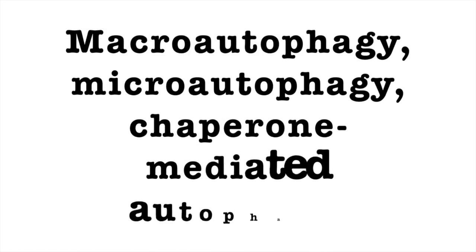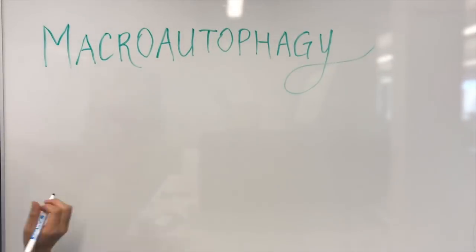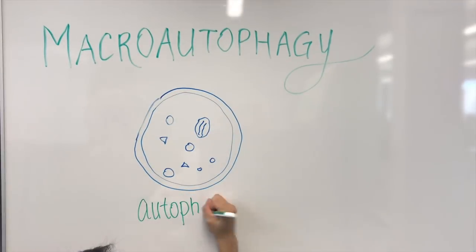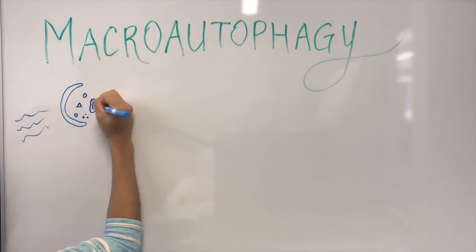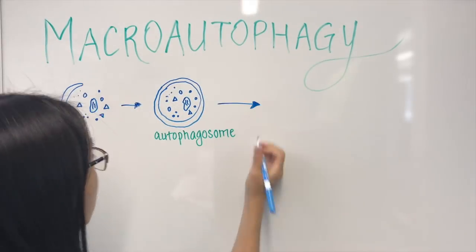The three main forms of autophagy are macro, micro, and chaperone-mediated autophagy. The most common form of autophagy is macroautophagy, which is best known for its formation of a double membrane structure called an autophagosome. The process is induced by a stimulus, such as starvation, resulting in the formation of an autophagosome.